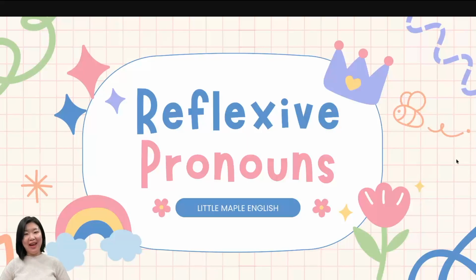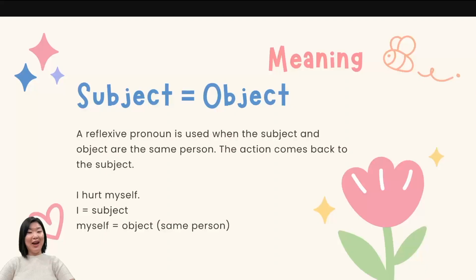I'm your teacher, Joanne. Today, we're going to continue on and talk about reflexive pronouns. So what is a reflexive pronoun? It is used when the subject and object are the same person. The action comes back to the subject.